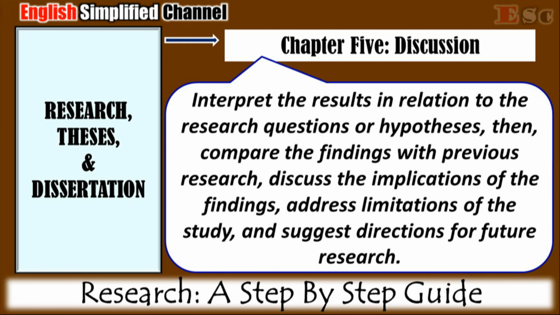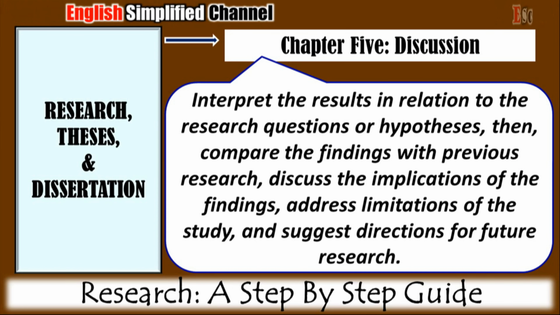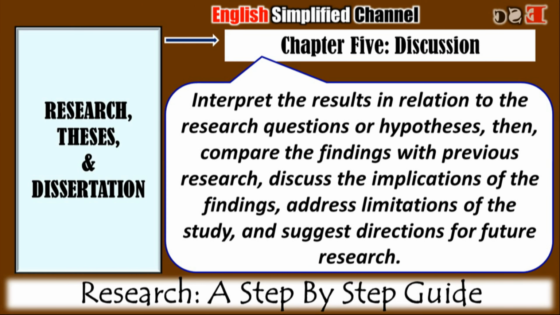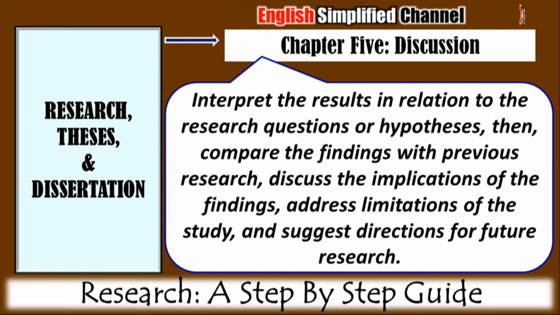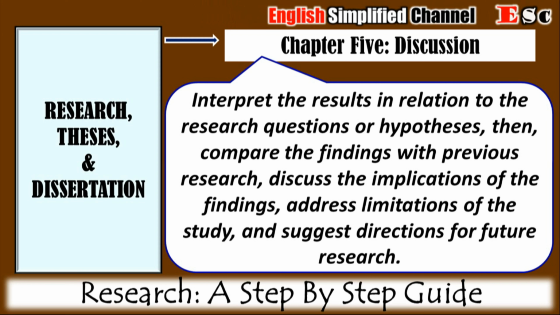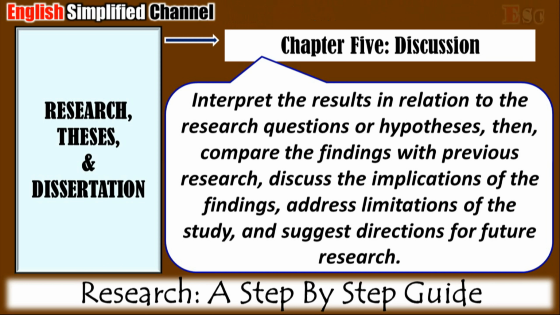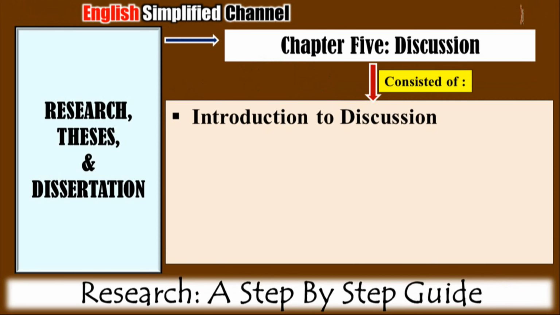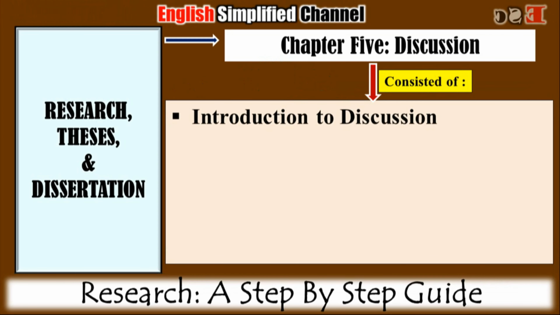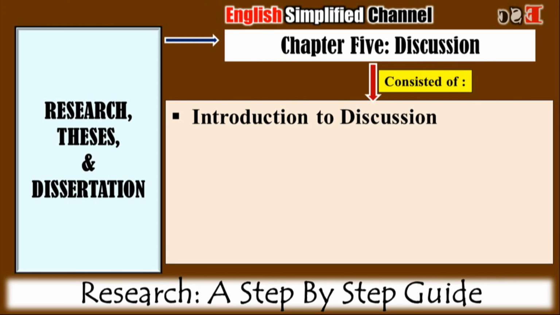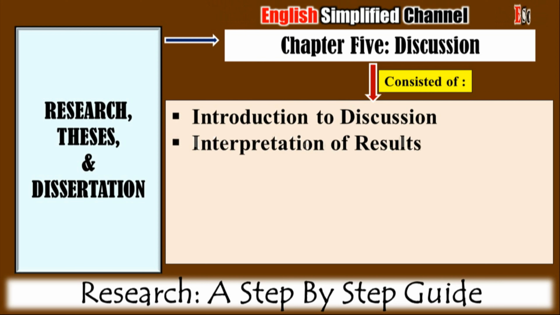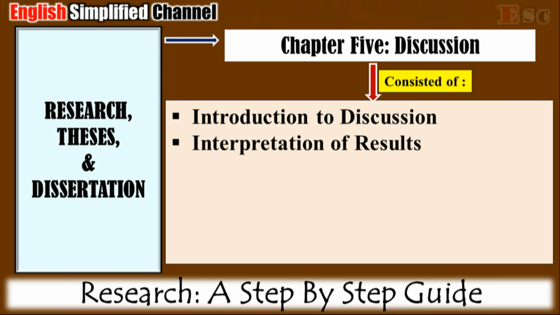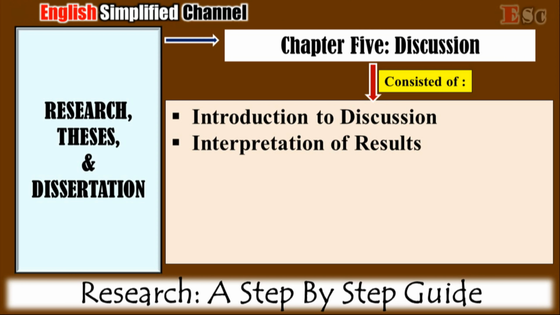Chapter 5. Discussion. In this chapter, you have to interpret the results in relation to the research questions or hypotheses. Then, compare the findings with previous research, discuss the implications of the findings, address limitations of the study, and suggest directions for future research. The introduction to discussion. Provide an overview of the interpretation and implications of the results. The interpretation of results. Analyze the findings in relation to the research questions or hypotheses, discussing their significance and implications.